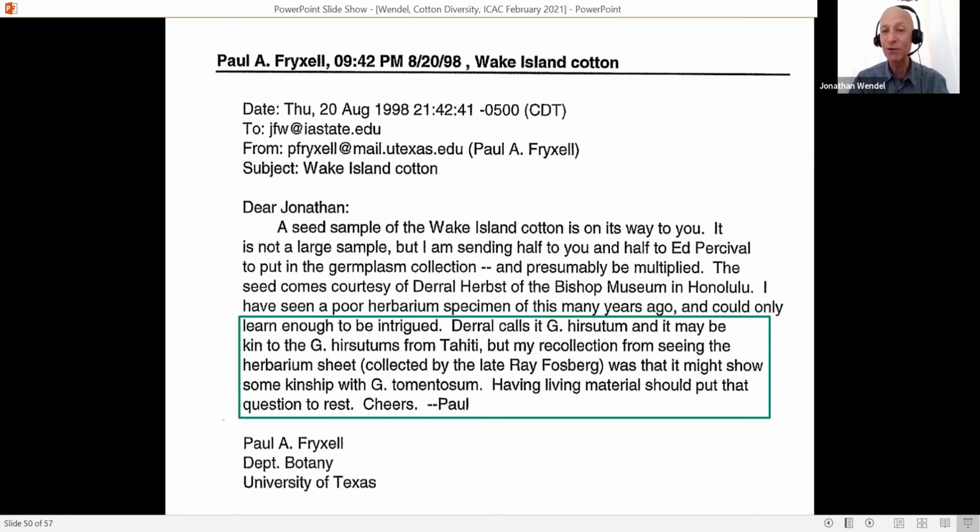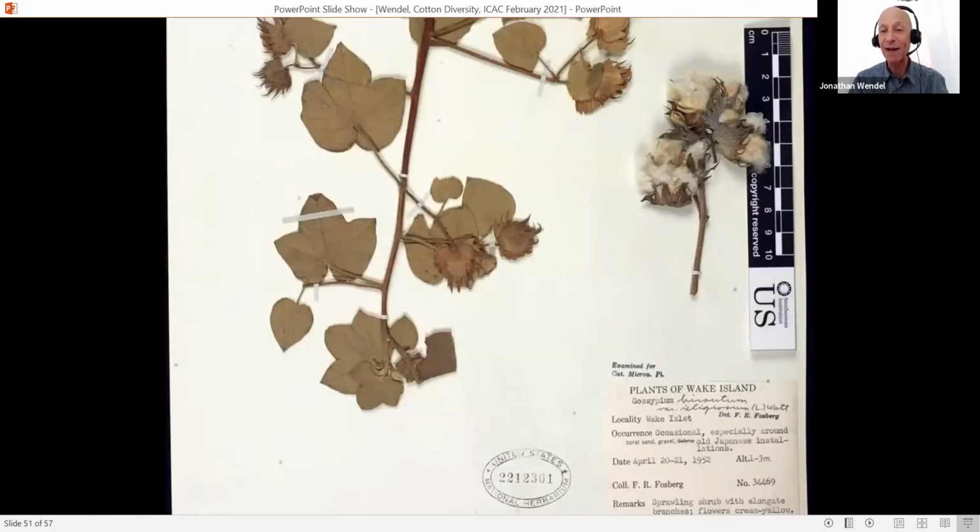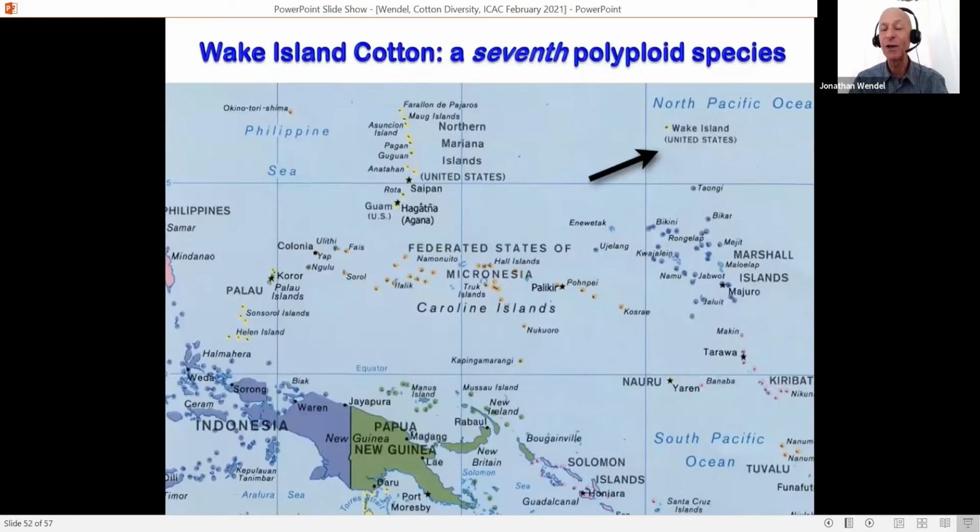Daryl calls it hirsutum and says it may be akin to the Gossypium hirsutum from Tahiti. But my recollection from seeing the herbarium sheet was that it might show some kinship with Gossypium tomentosum. That's the wild Hawaiian endemic. So I was intrigued. So of course we got it. We started looking at it. We started studying it.